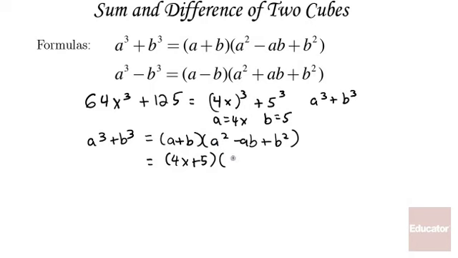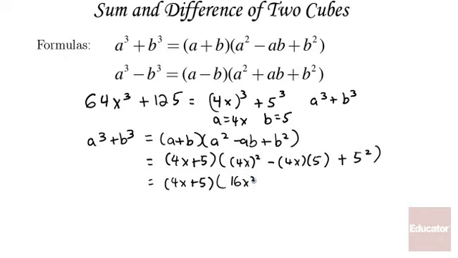Here, I'm supposed to have a squared, so that's 4x squared, minus a times b, plus b squared. This is 4x plus 5, and this gives me 16x squared minus 20x plus 5 squared, which is 25. So again, just recognizing that this is the sum of two cubes, it factors out to this form.